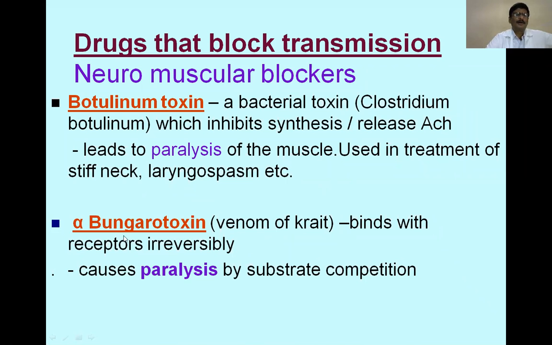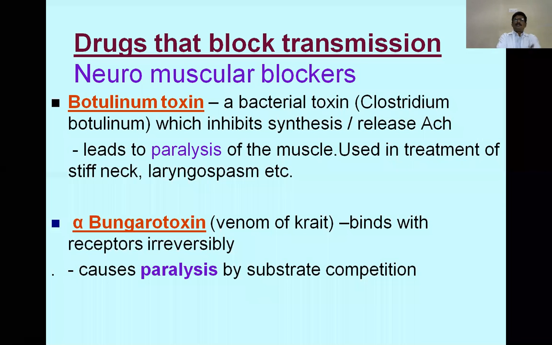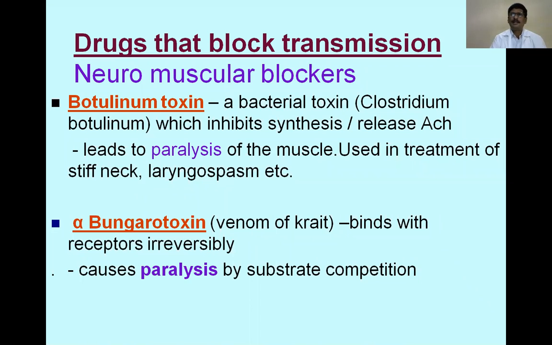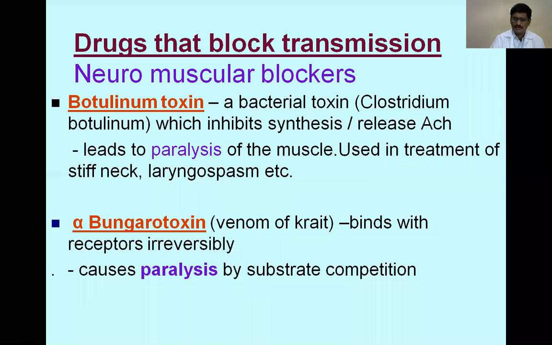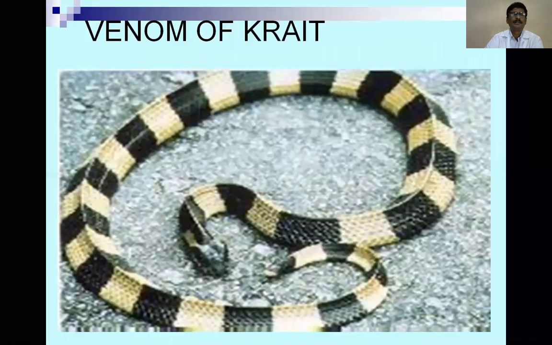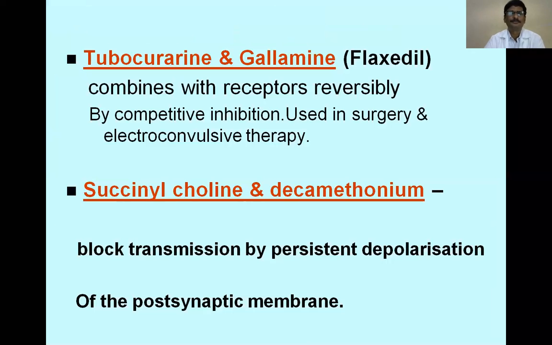Like the alpha bungarotoxin, it is derived from the venom of the krait and binds with receptors irreversibly, and it causes paralysis. It binds with the ACh receptors irreversibly, so that ACh cannot bind to them and cannot mediate the neuromuscular transmission, thereby causing paralysis. This is a picture of the krait. The venom contains alpha bungarotoxin, which causes neuromuscular blockade.